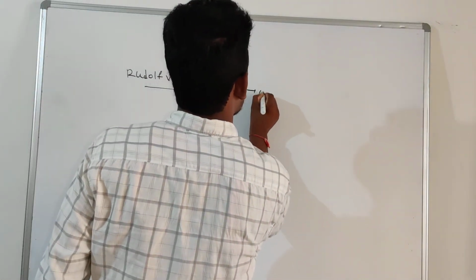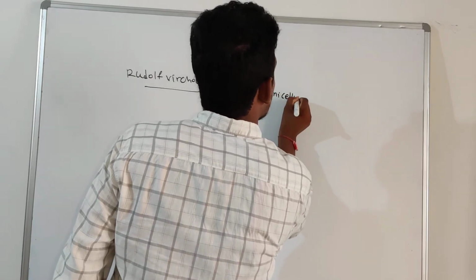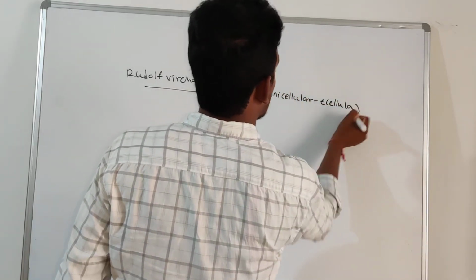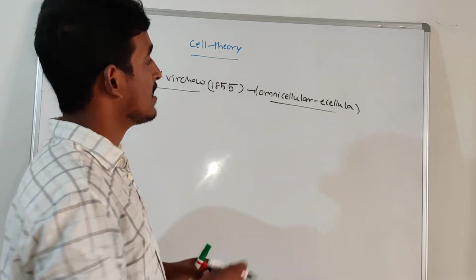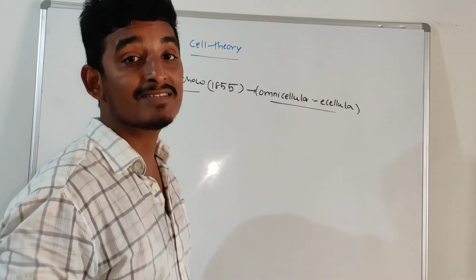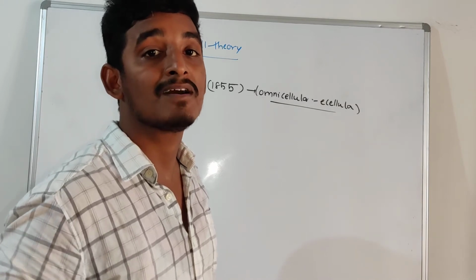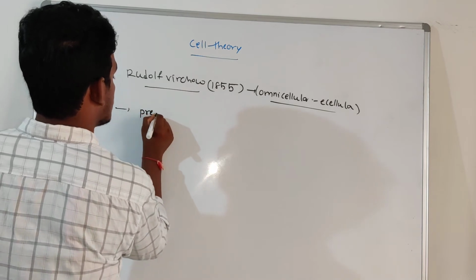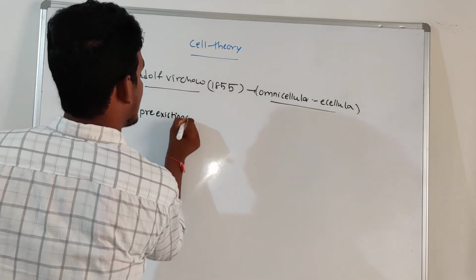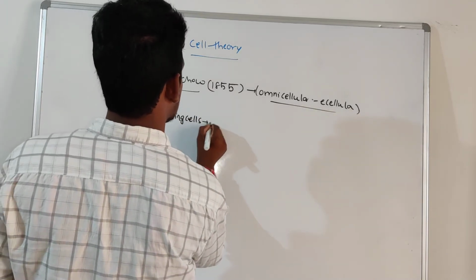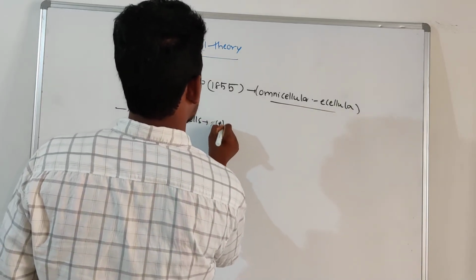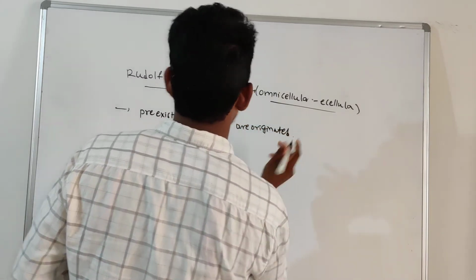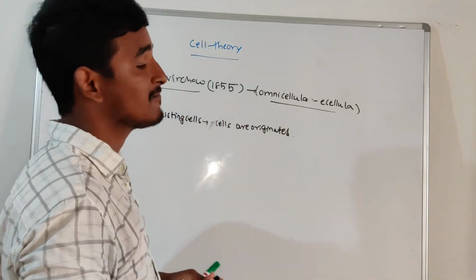He told omnis cellula e cellula, meaning all cells arise from pre-existing cells. So how are cells originated? Only from pre-existing cells are cells originated. So he gave the final shape of the cell theory.